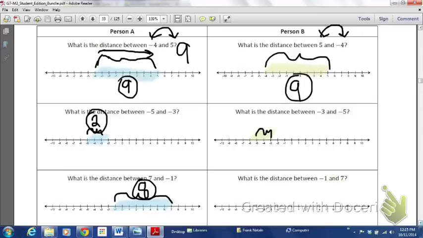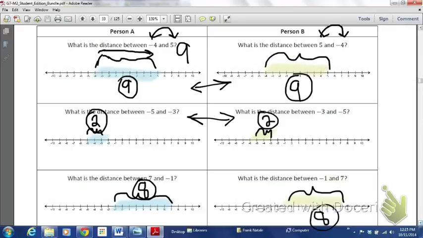Right there we have another 2 units, just like this. So this was the same as this was the same as this. And then finally, between -1 and 7, we just start and we go. We're moving in a different direction in terms of where we start and where we end, but once again, we've moved 8 units here. So these are the same as well.